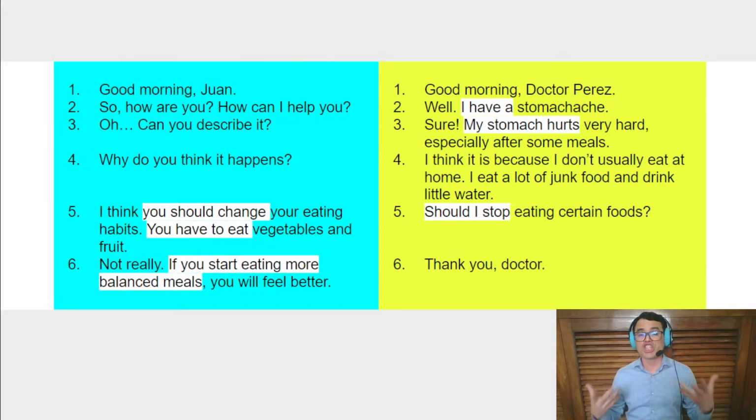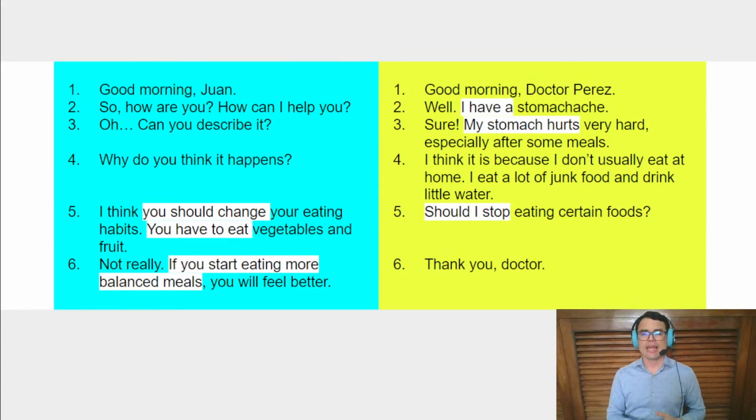Number 6, conditional. If you start eating more balanced meals, that is the condition, and then you have the result. You will feel better. So to write conditionals, you need to use if, then the subject, you, and then start, a verb in base form. Correct?